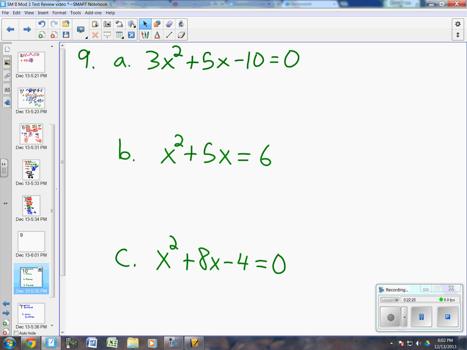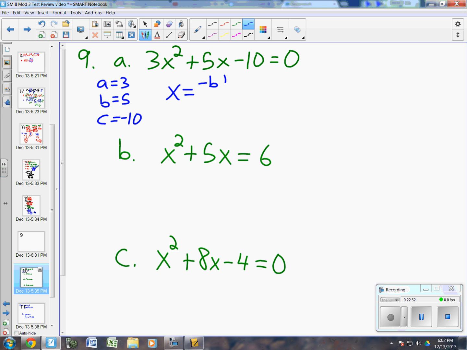I'm looking at number A, and I bet you it factors, but I'm going to do one by using the quadratic formula because we haven't done very many of those, and some of you guys need it. So we know that A is 3, B is 5, and C is negative 10. And so we are going to put those inside the quadratic formula. X equals negative b plus or minus the square root of b squared minus 4ac, all divided by 2a, is the quadratic formula.